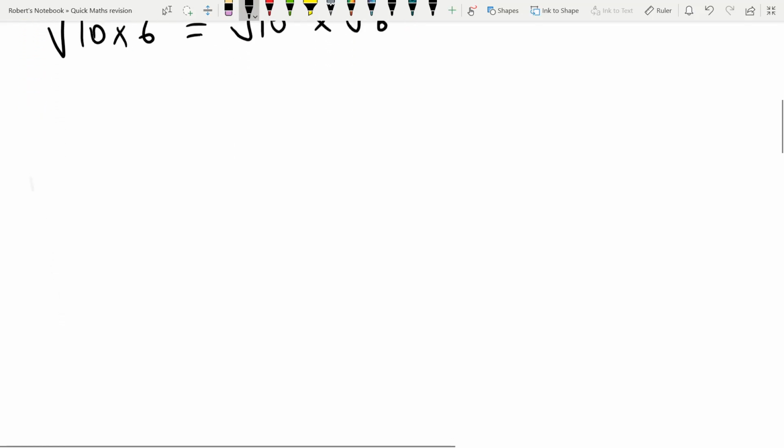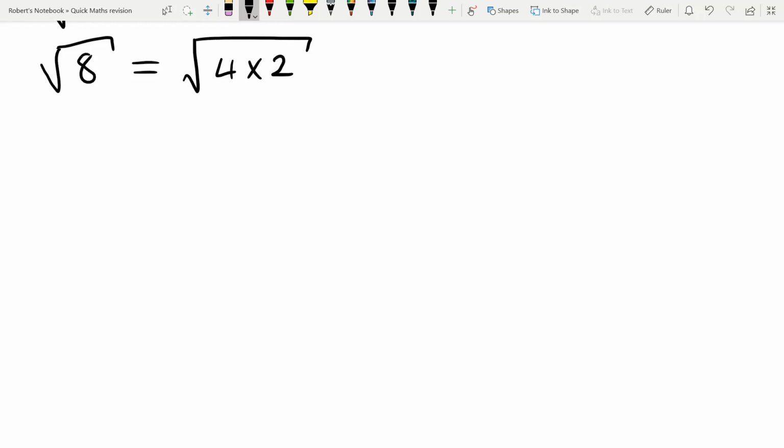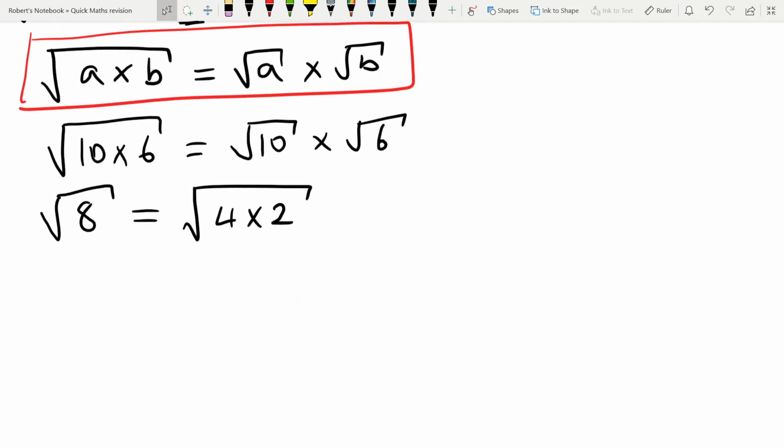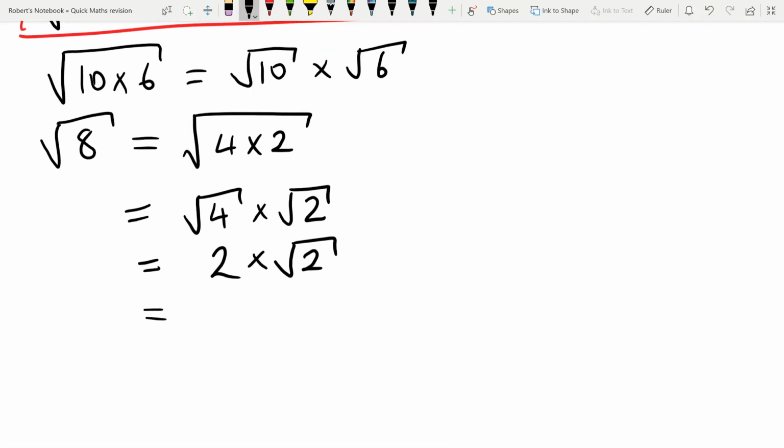So if we had a question in an exam which was simplify the square root of 8, what we'd have to do is split 8 up into two numbers which when multiplied together give us 8, using our rule from before. So 8 is 4 times 2, and then using this rule which is in red, we're going to split that into two separate surds. And we already know that the square root of 4 is 2. So then what we're left with is this.